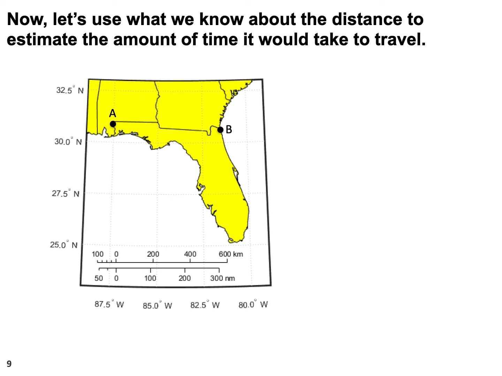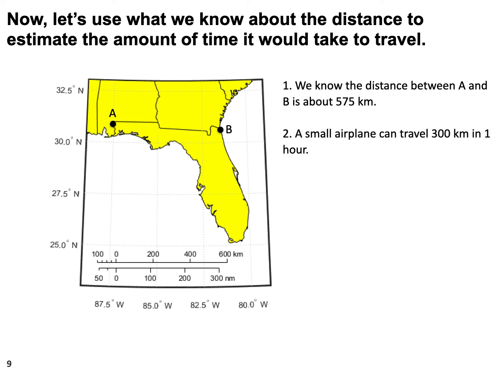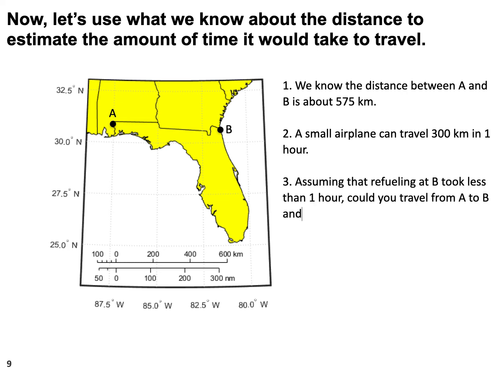Okay, so we know the distance A and B is 575 kilometers. Let's say a small airplane can travel 300 kilometers in 1 hour. So we've got those two pieces of information. And now we've got our question. But there's sort of another piece of information in there too. So it says, assuming that refueling at location B took less than an hour, can you travel from A to B and then back again in 3 hours?